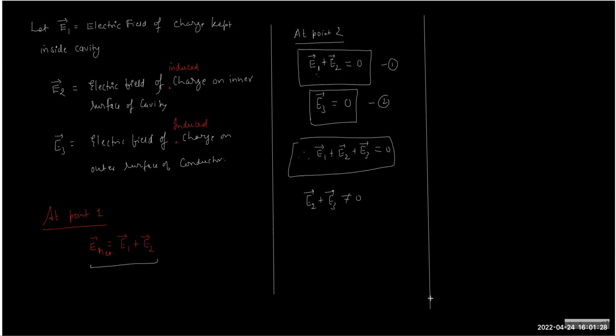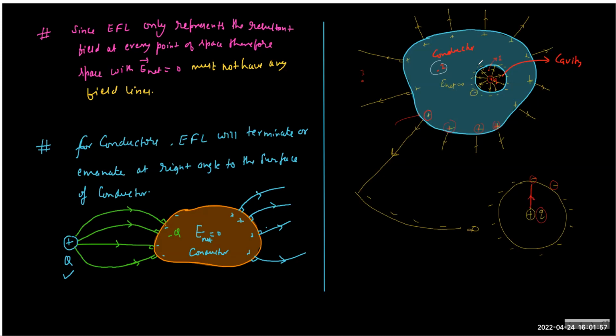And now comes the third part. At point 3, the moment you go outside, only E3 will matter. The rest, E1 and E2, are anyway cancelled. E1 plus E2 together will create no effect because they will not create an effect even beyond the cavity. You can see clearly E1 and E2 will end till the surface only. Beyond the surface, E1 and E2 together will have no effect. E1 will have an effect, E2 will have an effect, but the sum will be 0 always.